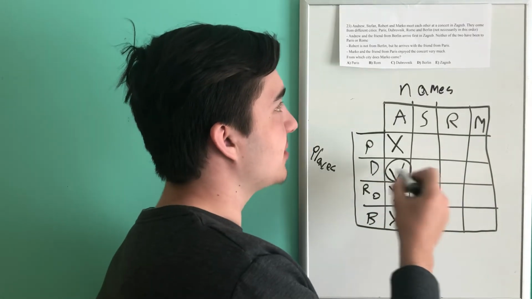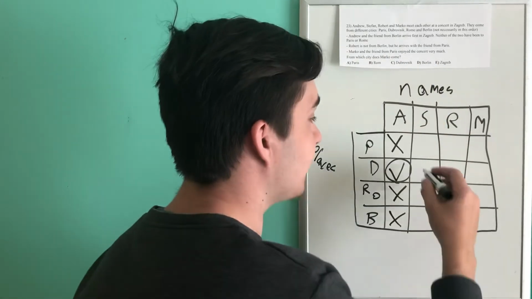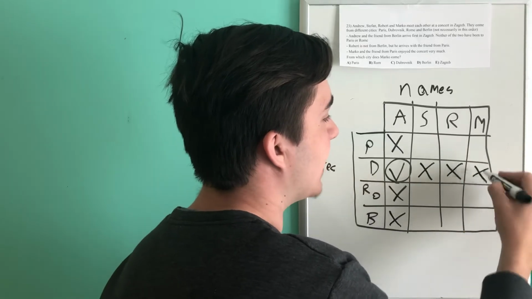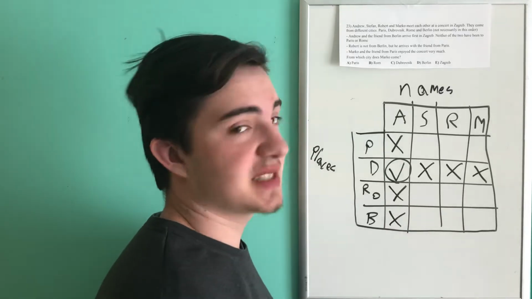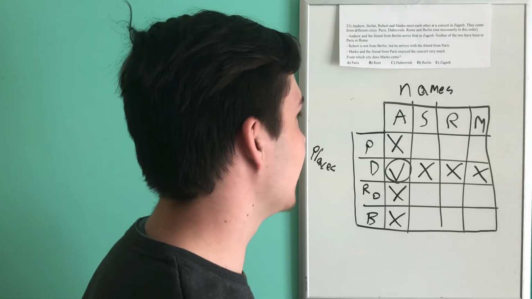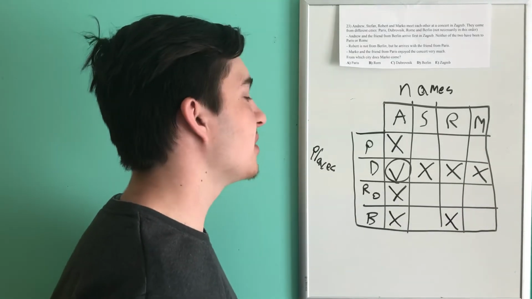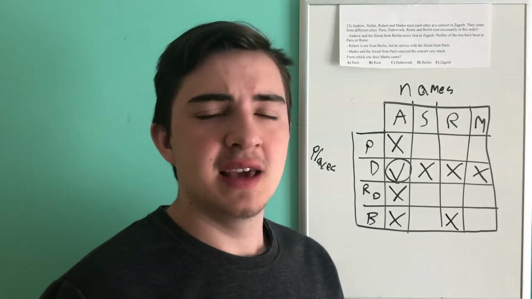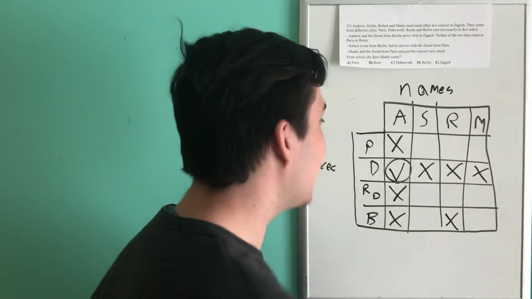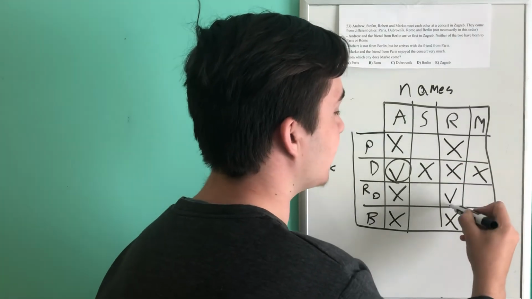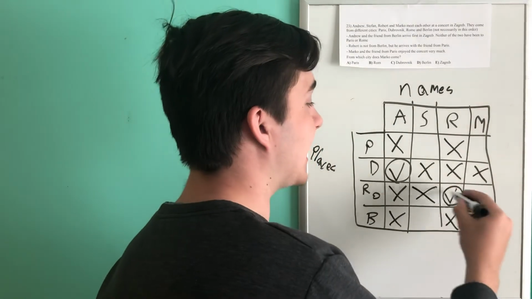And now because he's from Dubrovnik, and it says they come from different cities, no one else can come from there, right? Because they all come from different cities. So I put X's here, because Marco can't be from there, Robert can't be from there, Stefan can't be from there. Now let's read the second clue. Robert is not from Berlin. So Robert, he is not from Berlin, but he arrives with a friend from Paris. Now hold on a second. His friend is from Paris, right? So what does that mean? He cannot be from Paris, because his friend is from there, which means he has to be from Rome. And because he's from Rome, nobody else can be.